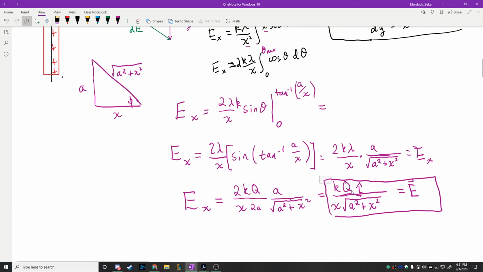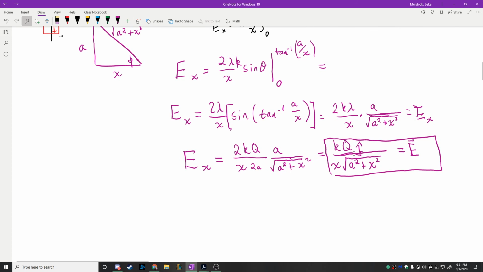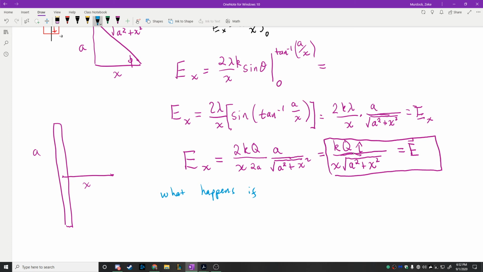But let's talk about extreme cases of this. We can look at limits to see what happens. We've got a line of charge now, and what we found was the electric field at this point. Remember, this was x and this was a. This distance is x here. So what we can ask is, what happens if x is much, much greater than a? That was your question, right?